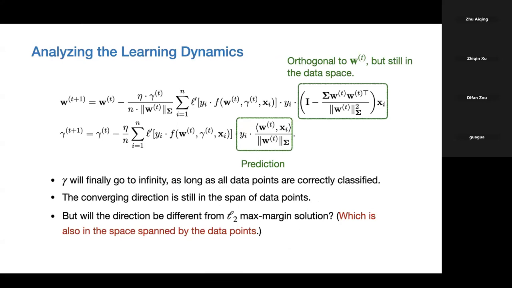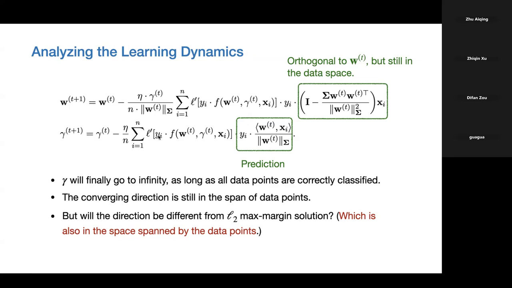So is there something we can observe from the gradient calculations? In terms of the gamma, we can see some interesting things. The first thing is that the update of W is always orthogonal to the current iterate. But we can also show that all these vectors are still in the data space, still a linear combination of the data points. We can also show that if the prediction is correct, then we can observe that gamma always gets a positive update. Which means that if the training error is zero, then gamma will finally go to infinity in some sense. And this can also give you an asymptotic result.